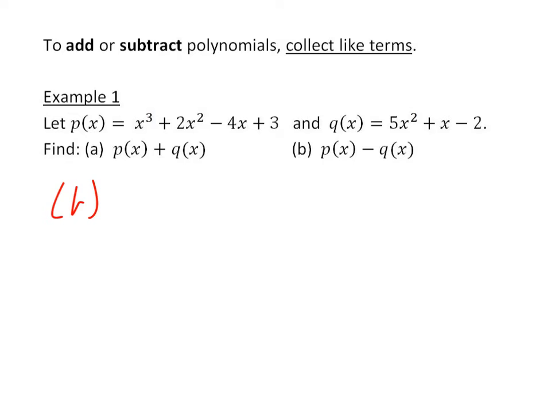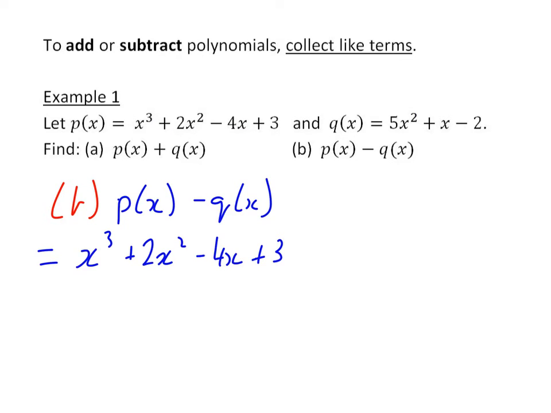Part B is p of x minus q of x. So I'll start by writing p of x. So there's p of x, and now we're going to take away q of x, and I'm going to put q of x in brackets because that takeaway sign will apply to all of the terms within q of x. It will apply to the 5x squared, the x and the negative 2.